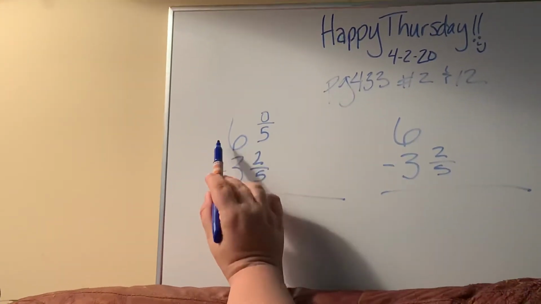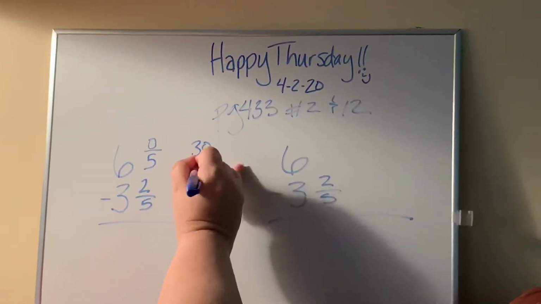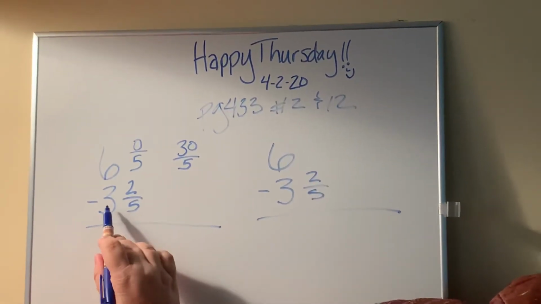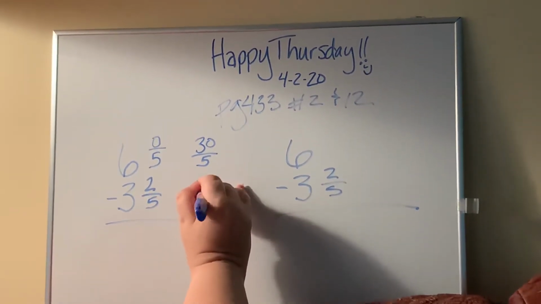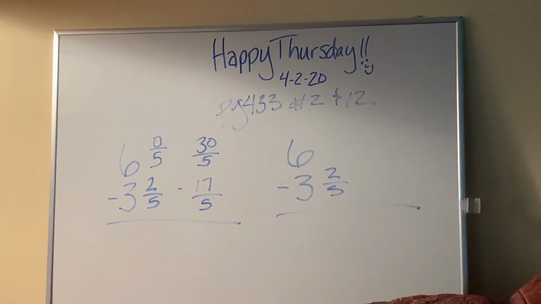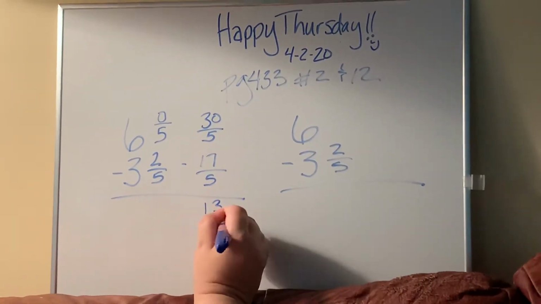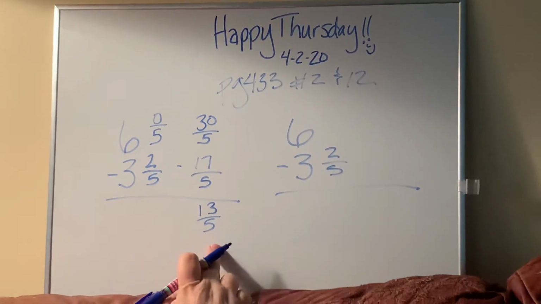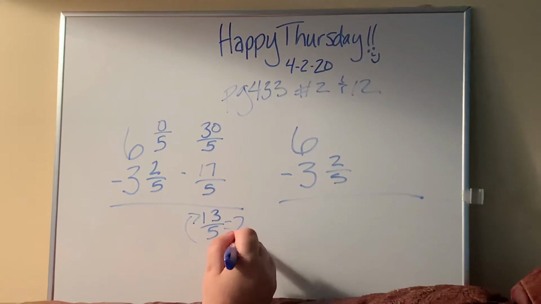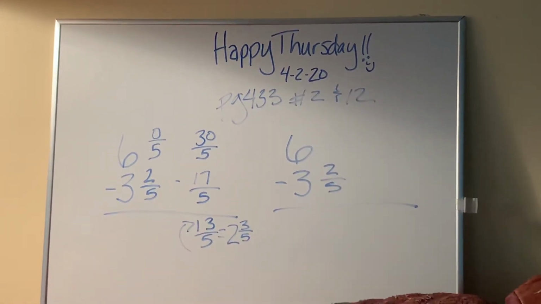5 times 6 is 30. 30 plus nothing more is 30 over 5, okay? 5 times 3 is 15, plus 2 more is 17 over 5. And then you just subtract. 30 minus 17 leaves you with 13/5. You cannot leave it as 13/5, so you're going to say, how many times will 5 go into 13? It'll go 2 whole times with 3 left over, so we put that back over 5.